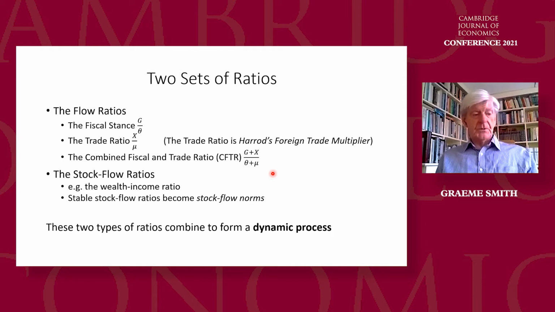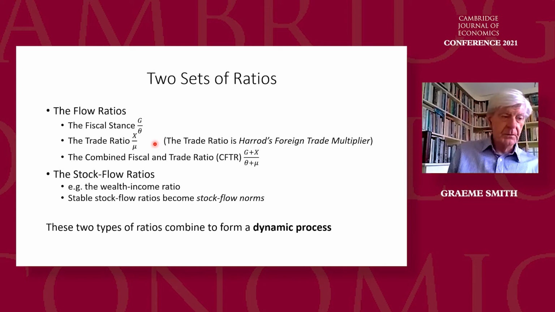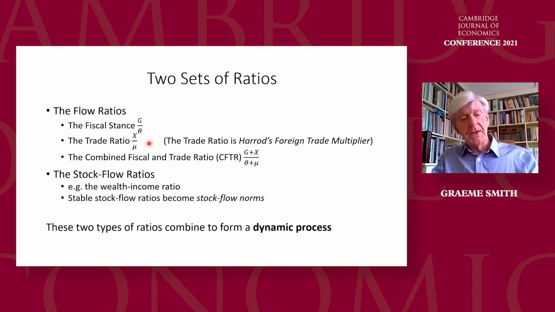Now, there are two separate types of ratios. Firstly, what I've called the flow ratios, and secondly, perhaps better known, are the stock flow ratios. Now, the flow ratios are the fiscal stance, which is the ratio of government expenditure, given the symbol G, to the average tax rate, theta. And the trade ratio is the ratio of exports, given the symbol X, to the average propensity to import, mu. And the trade ratio is actually Harrod's foreign trade multiplier, developed during his work on international trade in the 1930s.